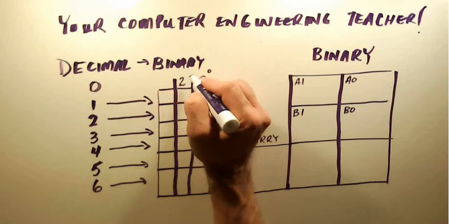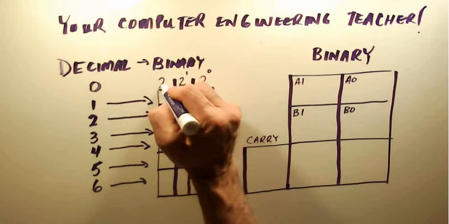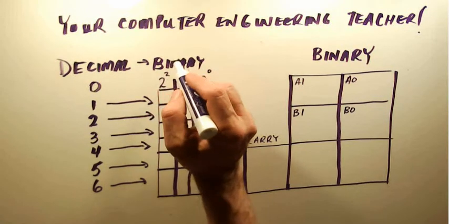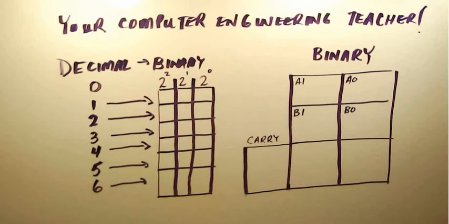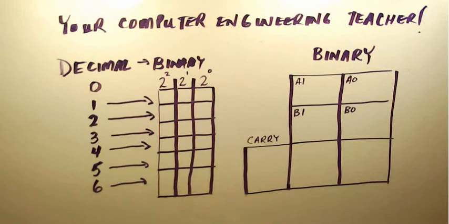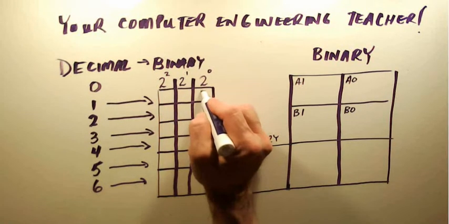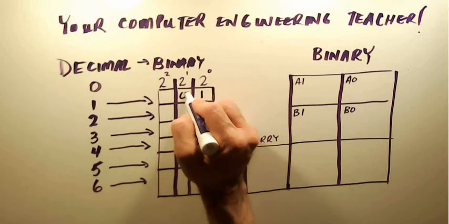The next position is 2 to the 1, that's the 2's position. And the next one here is the 4's position, that's 2 to the 2. We could keep on going, but we'll just keep it simple like that. So 0 decimal is the same as 0 in binary. 1 in decimal is the same as 1 in binary.